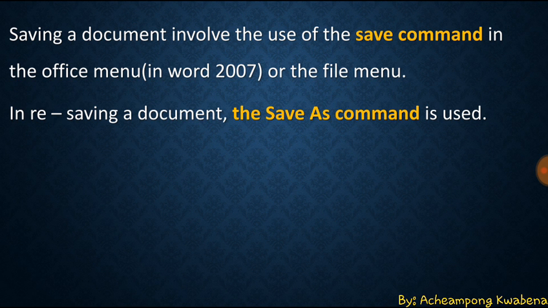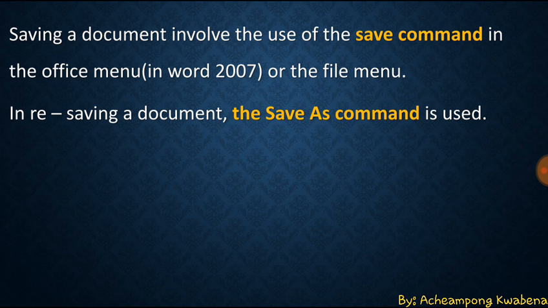So if you want to save a document in MS Word 2007, we have to click either on the Save command that is seen at the Quick Access Toolbar. We have a Save command over there that can be used, or you can click on the Office button to display the Office menu, then use the Save command within that menu.